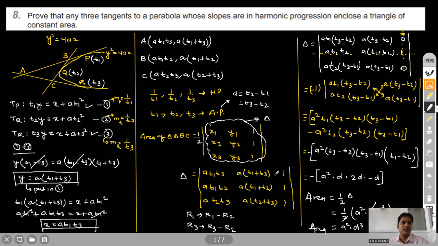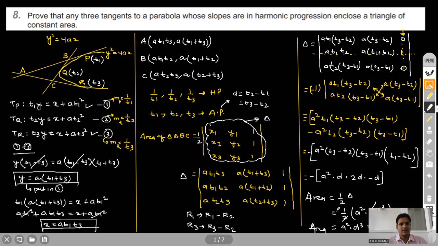So hence we got that the tangents drawn at 3 points on this parabola, the area of the triangle formed by the intersection of these 3 tangents will have a constant area. So basically, this is not dependent on these parameters T1, T2, and T3. That's why the area of this triangle will be constant.